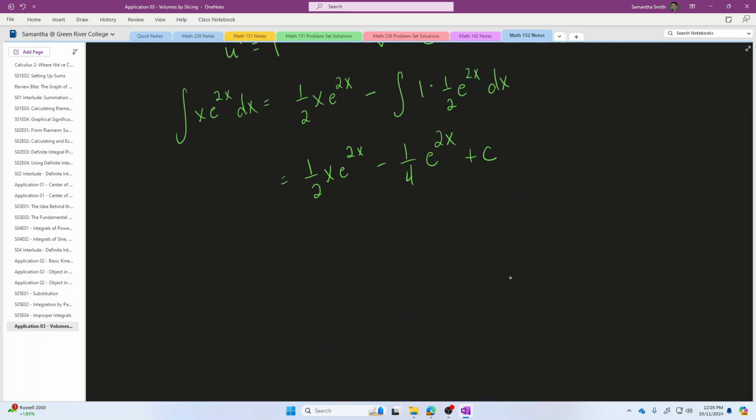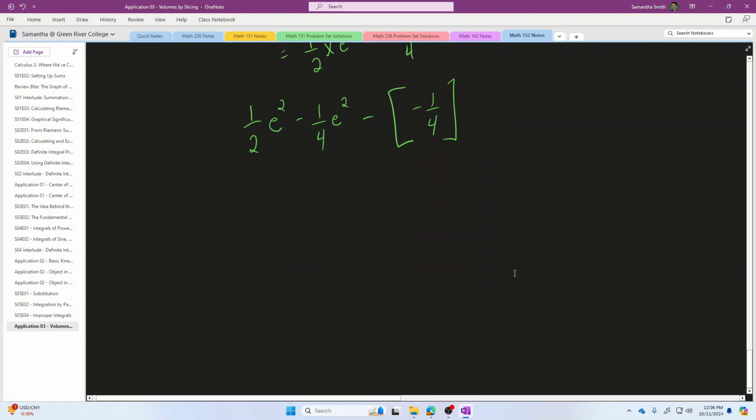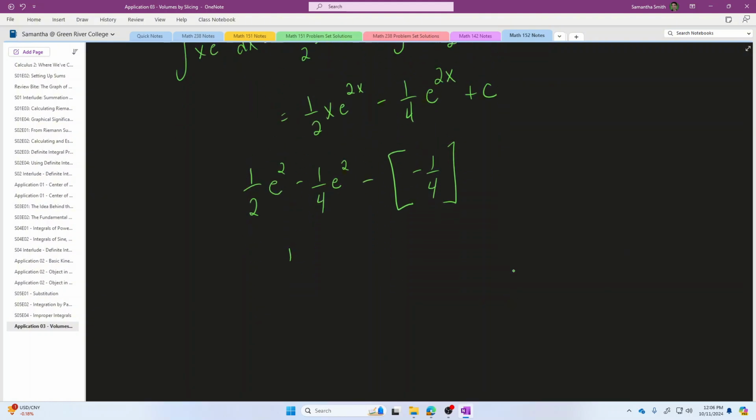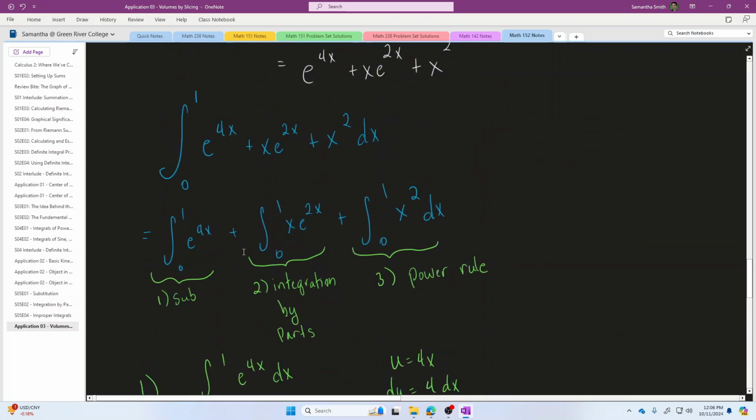And so from part 2 of this integral, I would get 1/2 times 1 times e to the 2 times 1 minus 1/4 e to the 2 times 1. And then taking away the same quantity, but with 0 plugged in for x, 1/2 times 0 times exponential vanishes, and then 1/4 times e to the power 0 is 1/4 times 1. So after simplification, I get 1/4 e squared plus 1/4, and this is the value of this second integral in my area.